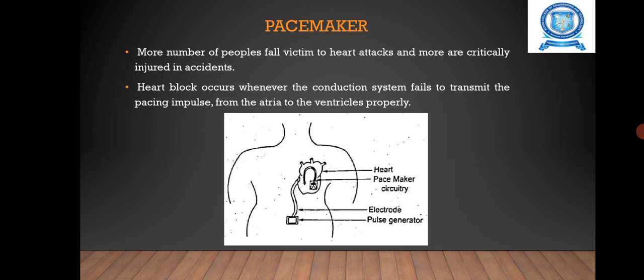Second degree block results in complete but intermittent inhibition at the AV node. Third degree block is total continuous impulse blockage. A pacemaker consists of a pulse generator and the appropriate electrodes.